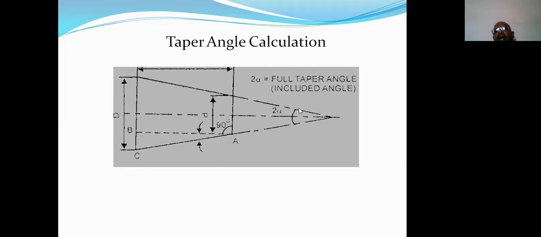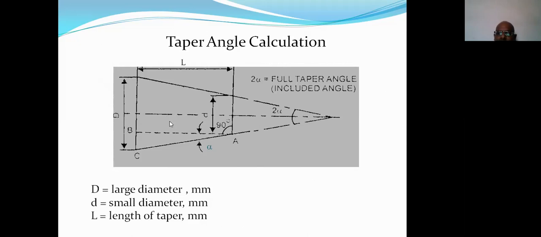But here we are required to adjust that particular cutting tool, that means the rotation of the compound rest, to an angle equal to alpha only. So in this particular calculation of taper angle, some procedures directly calculate exactly half of the angle. Some procedures first calculate the full taper angle, and later they calculate the required half of the angle.